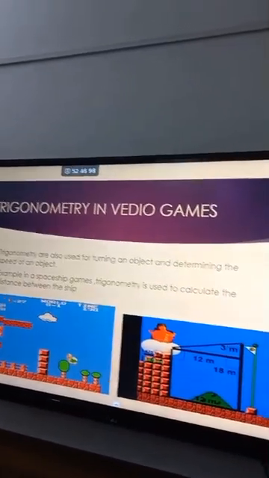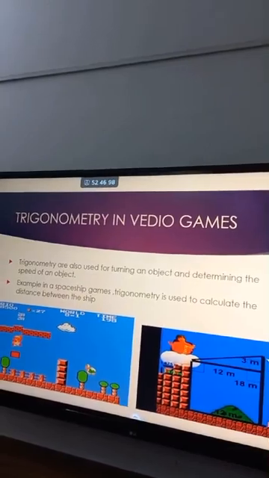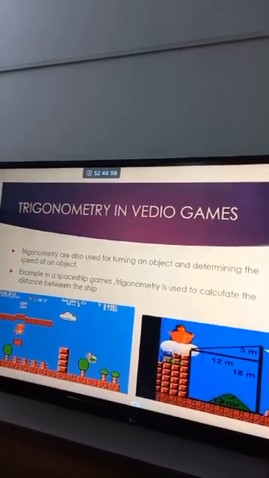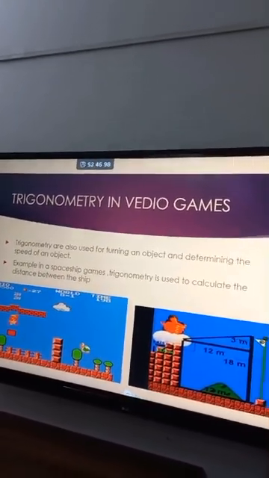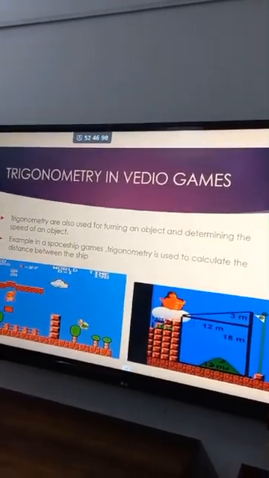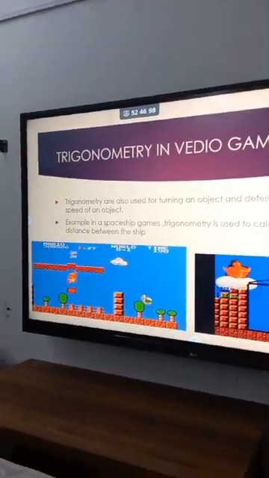Trigonometry is used in video games. Trigonometry is also used for turning, pointing, and determining the speed of an object. For example, in spaceship games, trigonometry is used to calculate the distance between the ships.